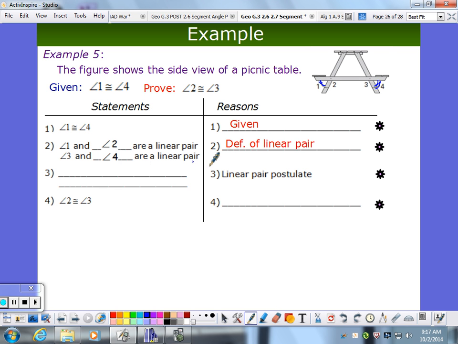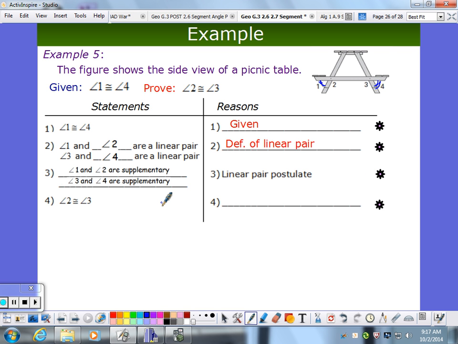So then what do I know? By the linear pair postulate, what can I say about angle 1 and angle 2? They're a linear pair, so the linear pair postulate says that they are supplementary. So now I can just say that angle 1 and 2 are supplementary, and angle 3 and angle 4 are supplementary, because that's the linear pair postulate. Form a linear pair, you are supplementary.